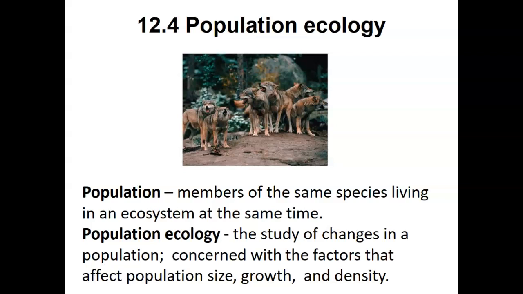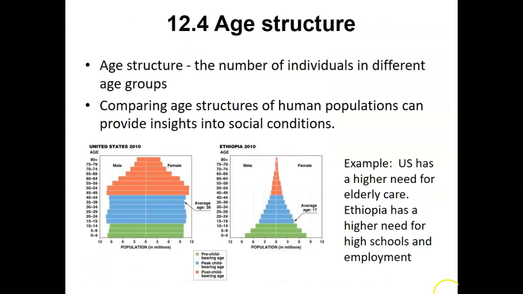What is a population? A population is a group of members of the same species living in an ecosystem at the same time. The age structure within the population reflects the number of individuals in different age groups. By comparing the age structures of different populations, we can gain insights into social conditions and social work.